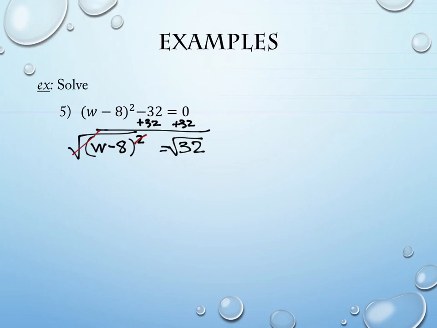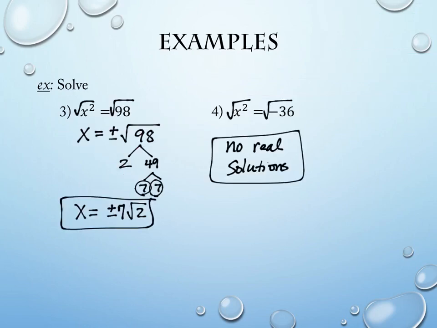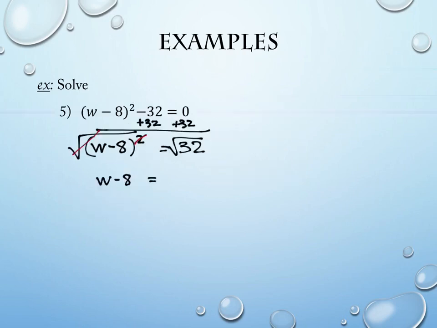So on the left-hand side, I'm left with w minus 8. But I put a square root onto something, which means, what do I have to have when I take square roots? The plus or minus. All right, when I put a square root onto something, it better have plus or minus.